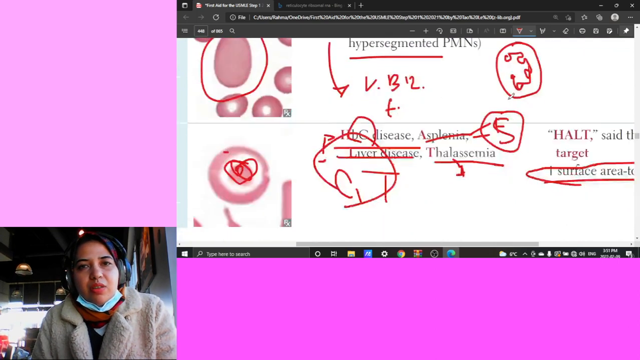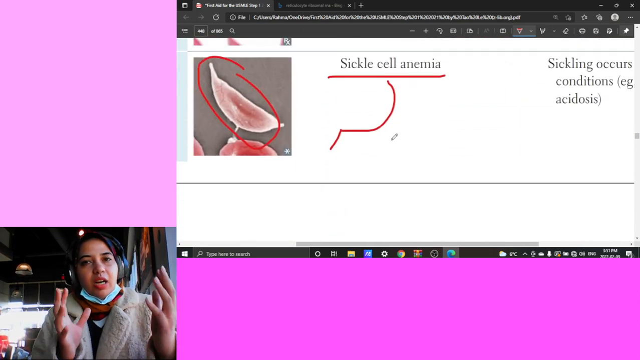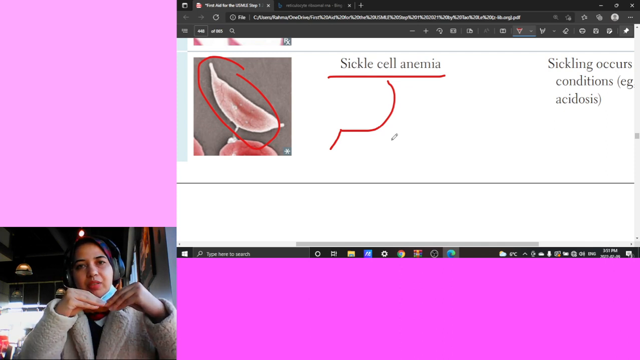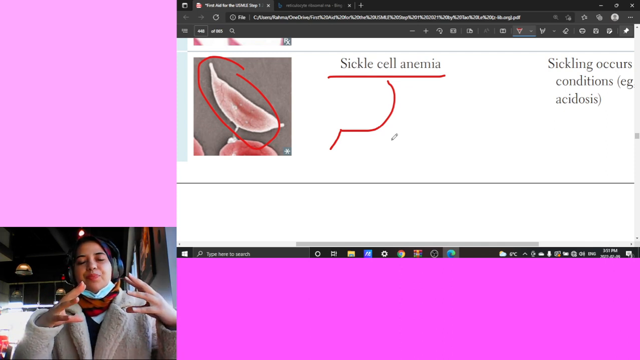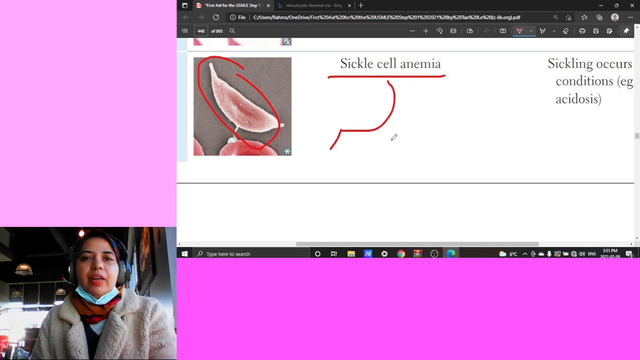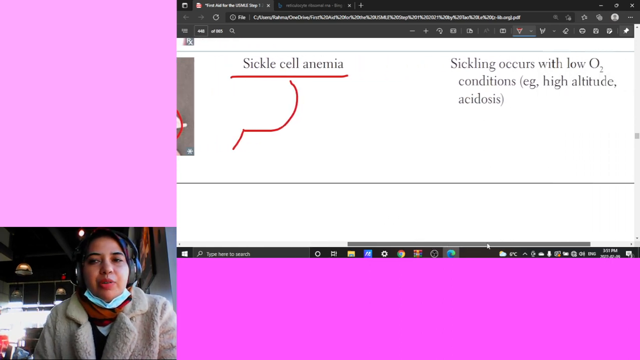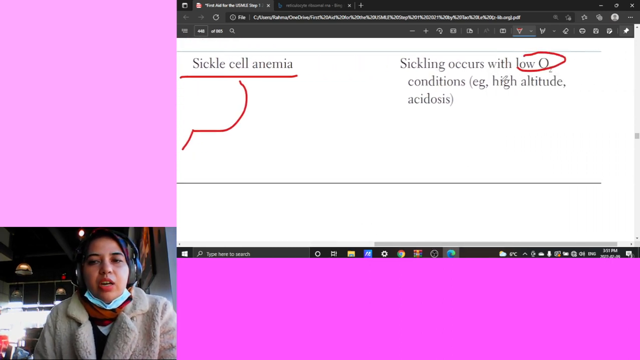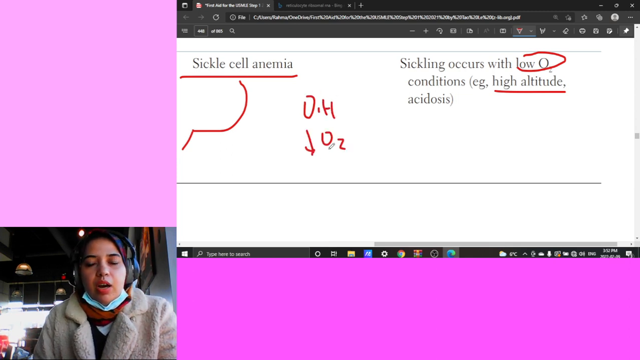Same thing with sickle cell disease. They come out normal, but something happens which causes a polymerization reaction, and you're going to get the sickling appearance. So what are the things that happen? It's very important to keep in mind. You have low oxygen, dehydration, don't forget dehydration, decreased oxygen, high altitude, and acidosis.